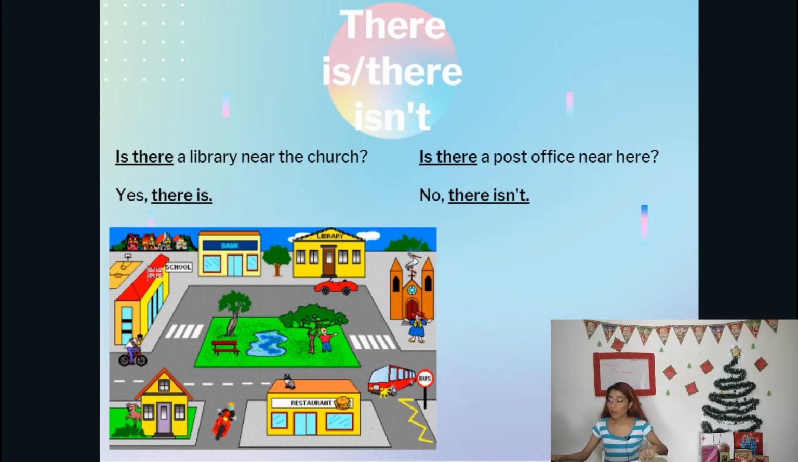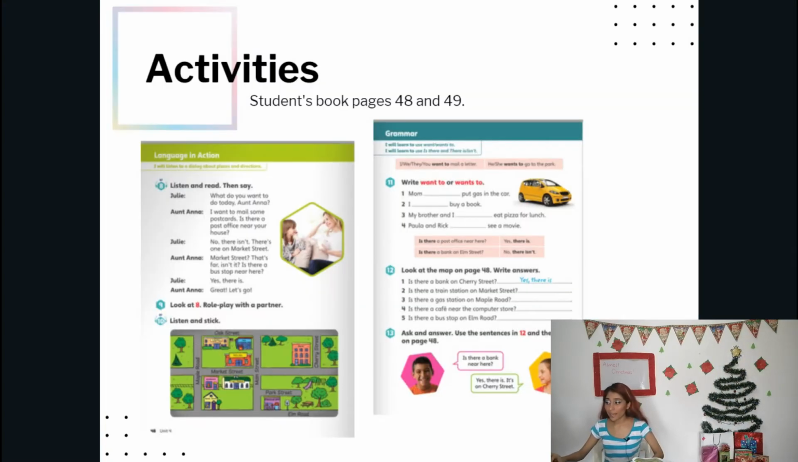Now, we're going to go to the activities on Students' Book, pages 48 and 49. First of all, page 48, we are going to listen to the dialogue about places and directions. So we have activity A, listen and read, then say. We have a conversation between Julie and her aunt Anna. We are going to listen to it. You need to follow the reading and please practice it and read aloud. Students' Book, page 48. Activity 8. Listen and read. Then say.